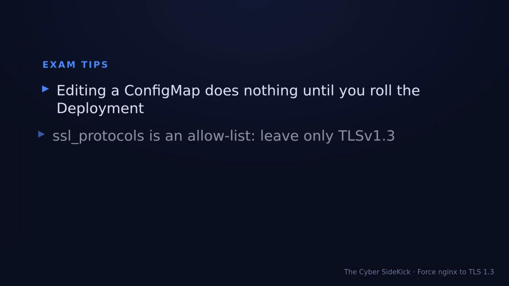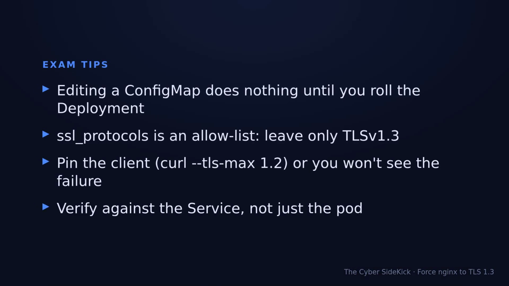A few traps to remember. Editing a ConfigMap does not restart anything. Without a rollout restart, your change is invisible. ssl_protocols is an allow list, so list only the versions you want. Test with the client version pinned, because curl will quietly use TLS 1.3 and hide the problem otherwise. And always verify against the service name, not just the pod.